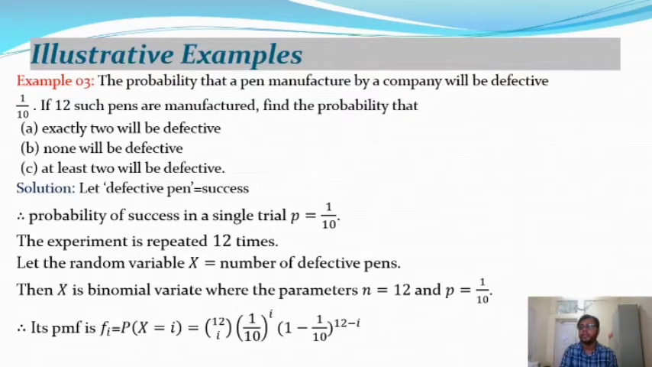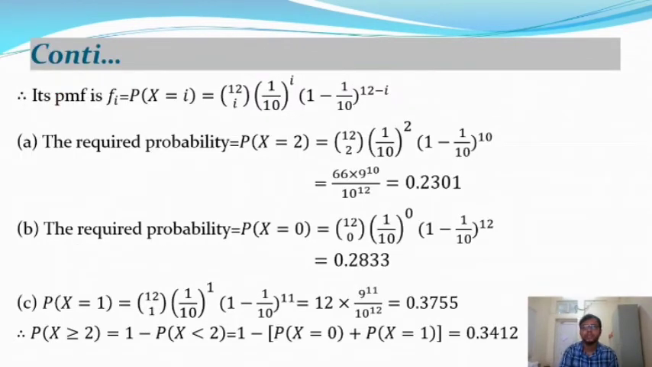And from this we'll get the answers to the following three questions. The first problem is exactly 2 will be defective pens. That means the required probability is the probability of X equal to 2, where X is the number of defective pens. So probability of X equal to 2 in a binomial distribution will be 12c2 (1 by 10) to the power 2 into (1 minus 1 by 10) to the power 10, that means 12 minus 2, that is 10.